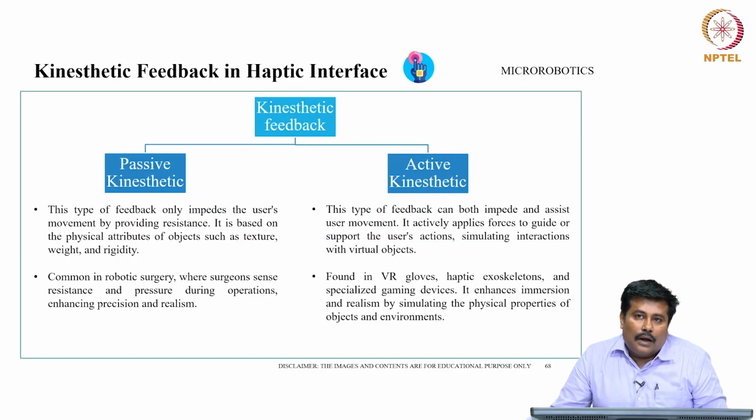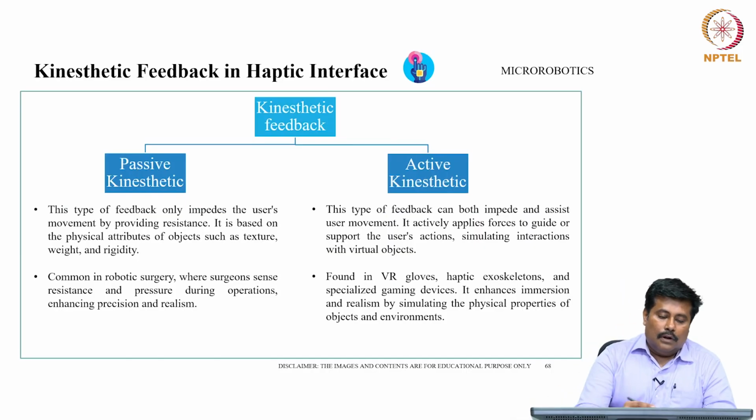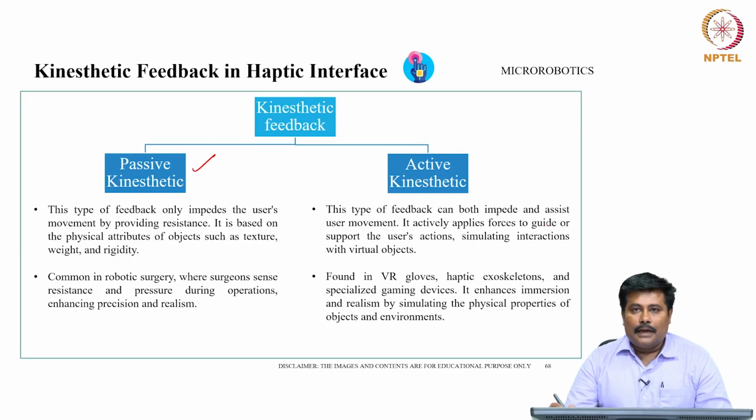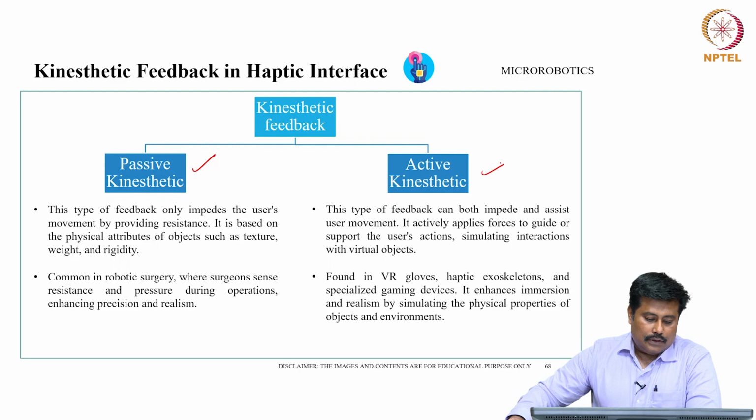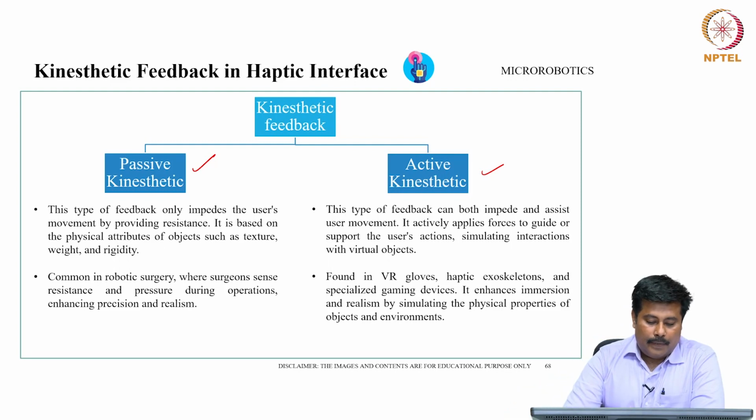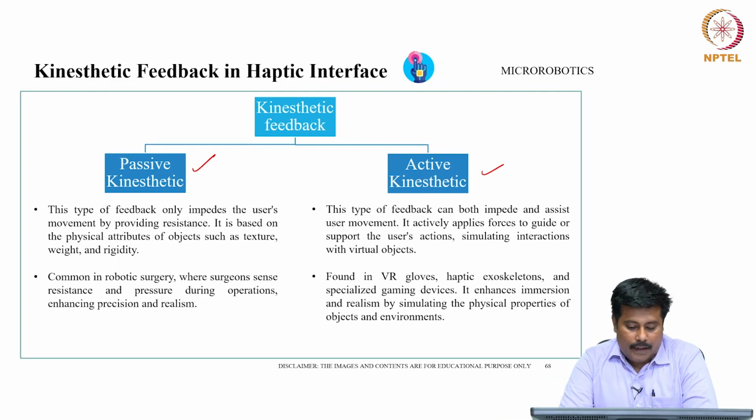When we try to classify kinesthetic feedback, it is classified into two. One is called passive kinesthetic and the other is called active kinesthetic. This type of feedback only impedes the user movement by providing resistance. It is based on the physical attributes of objects such as textures, weight and rigidity.